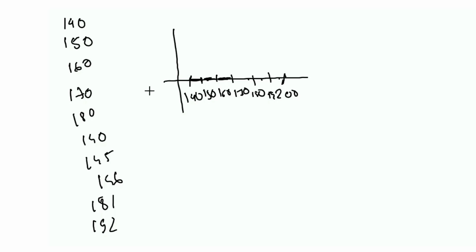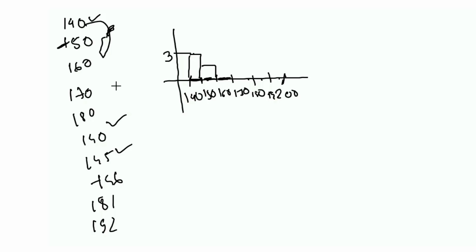Now in 140 to 150, you see that there are 3 house prices: 140, then 140, 145, and that's it. So you have got 3 houses, and you build a frequency table which corresponds to 3. Now between 150 to 160, you have got 1 house price, and this is 2, right? So you have got 2.